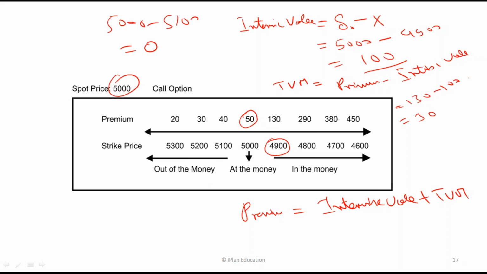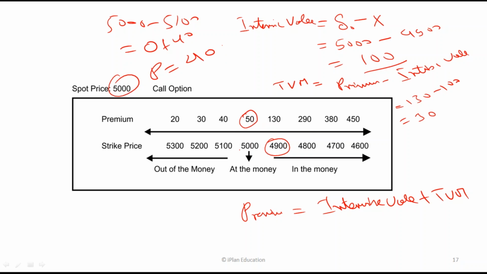Why? See, tell me one thing. If you have a house, what could be the least possible value? Zero. Will it go negative? So an asset's value normally does not go negative. So it can be zero. So the remaining 40 rupees here is the time value. So I can say the premium here is 40 rupees, which is only the time value.